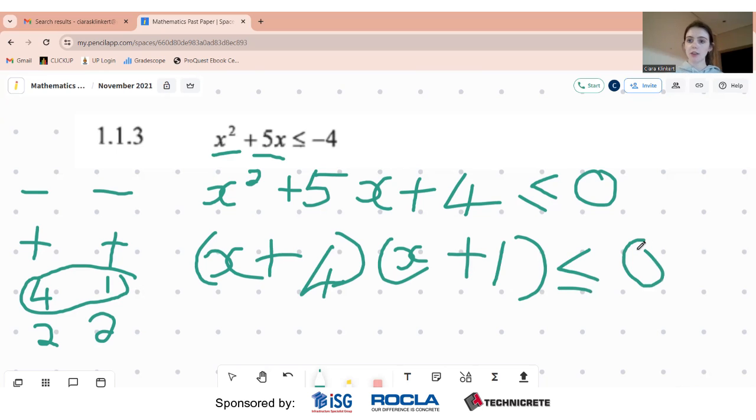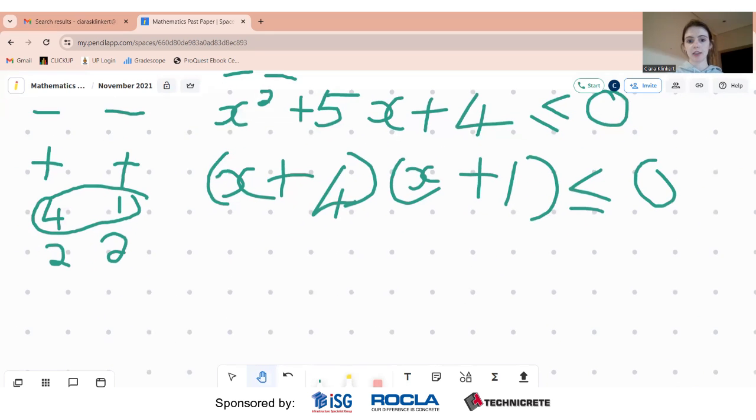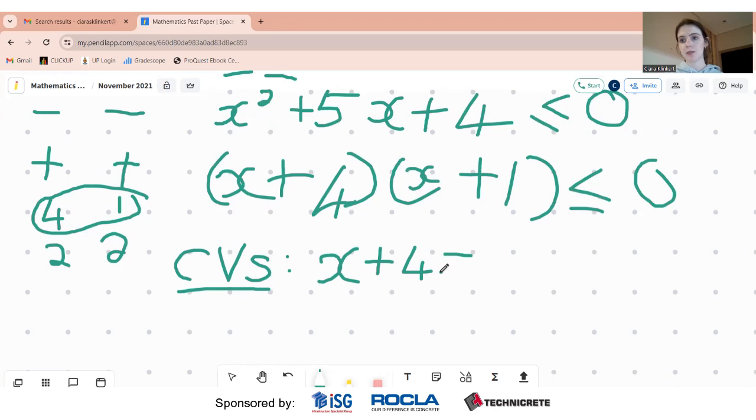Furthermore, if this was a quadratic equation, we would now split each bracket and set it equal to 0 and solve for x. Once again, I'm going to do that, except I'm going to write CVs. This means I'm showing the marker that I'm calculating the critical values. These are the values of x that will make the expression equal to 0. Okay, these are important. So my first one will be x plus 4 equal to 0. So don't forget to write the CVs thing. Otherwise, the marker might be confused.